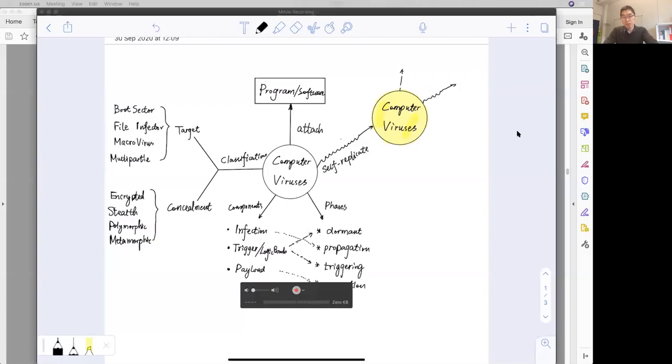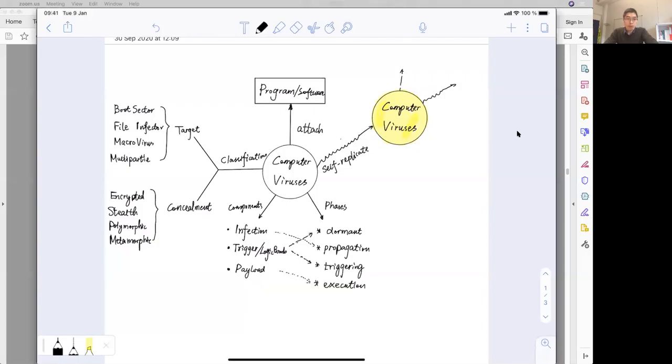Okay, hello everyone. So this lecture, we will continue our introduction of malware, including virus, worms, Trojan horse, and some other new terms in the context of malware. Before we start, I would like to recap what we have learned about virus.